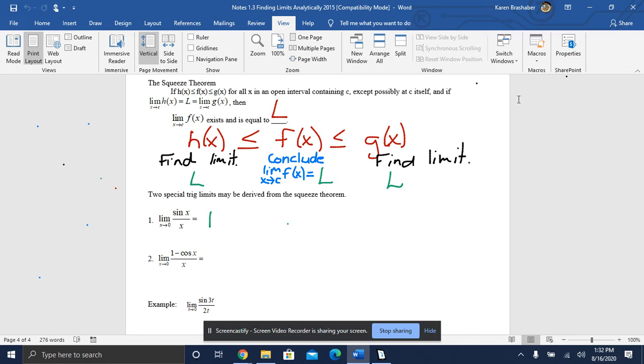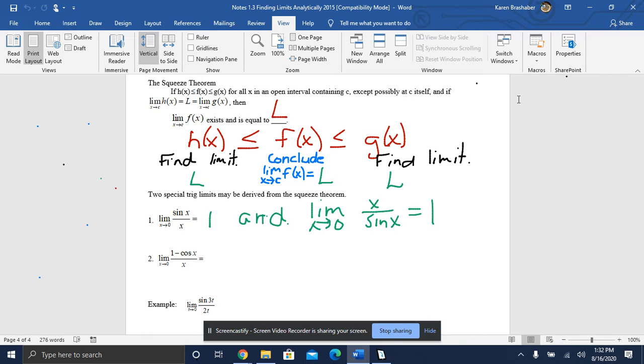Now, one way that I remember that is the I in sine looks like a 1, and so I remember that limit is 1. And I might also go ahead and add to this, the reciprocal is also true, and that'll come up in your homework. So the limit as x approaches 0 of x over the sine of x is also equal to 1.